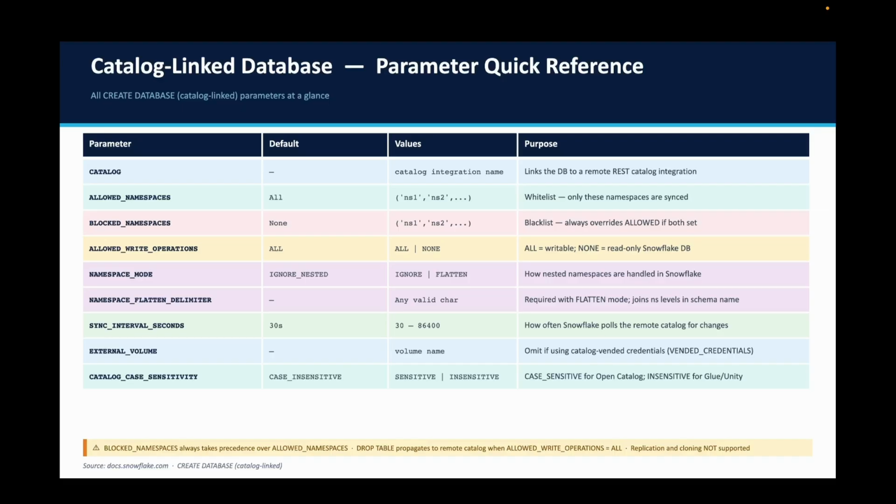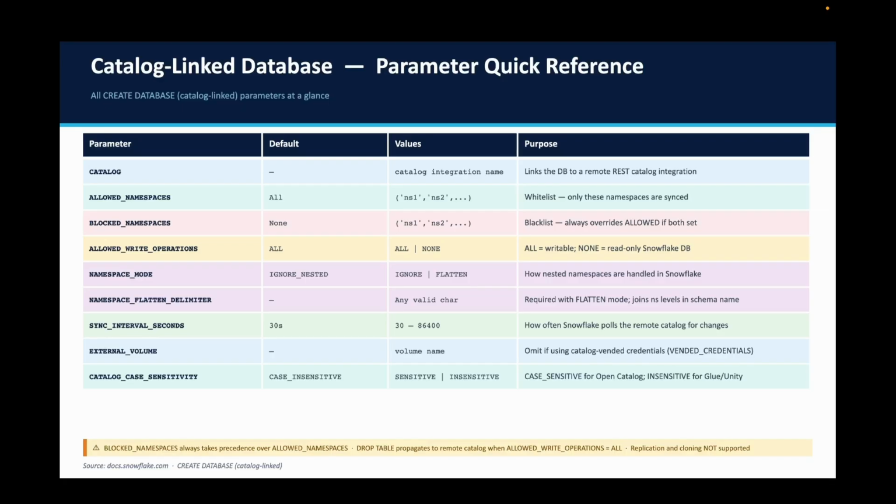Sync interval seconds, by default it is 30 seconds, but the value can range from 30 to 86,400 seconds. It sets how often Snowflake polls the remote catalog for changes. External volume is not a default one. It has to be created. Omit it if we are using catalog linked vendor credentials.